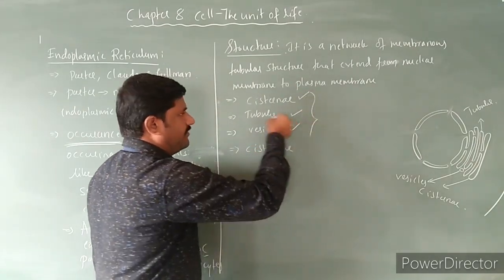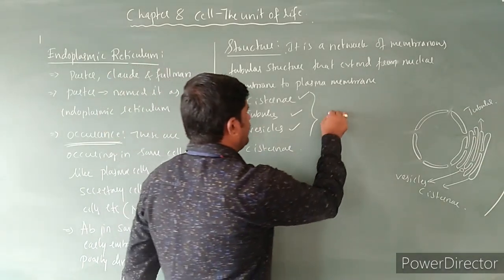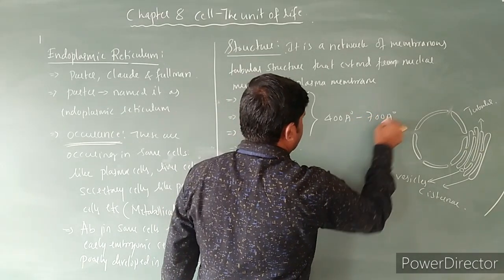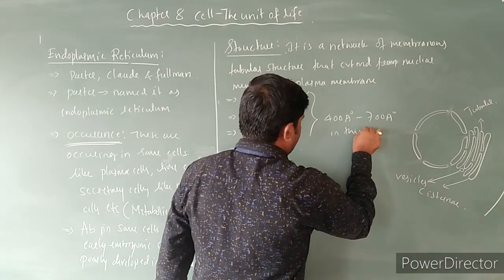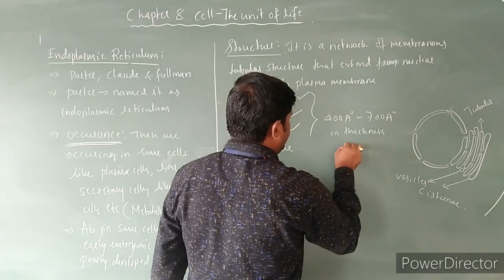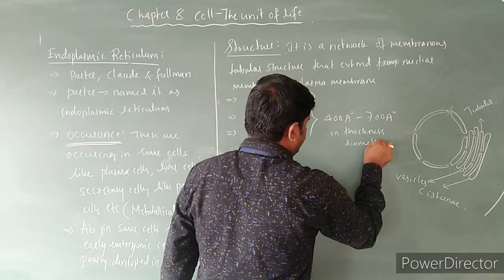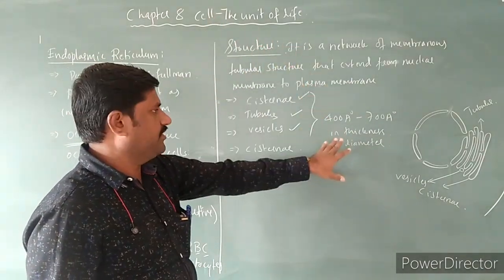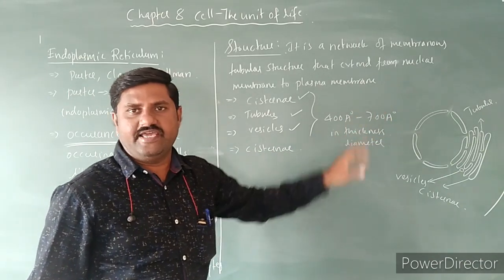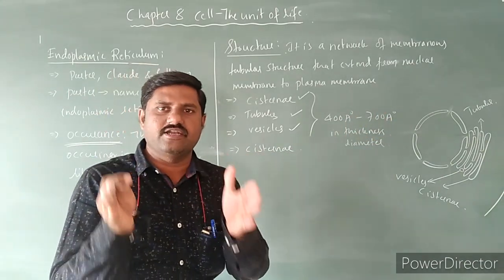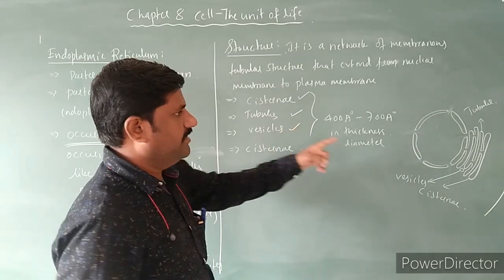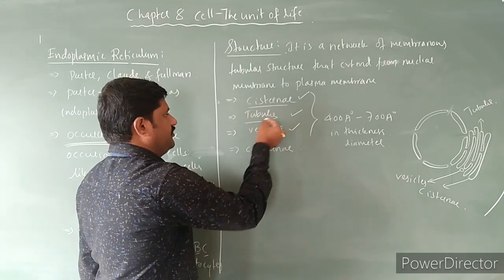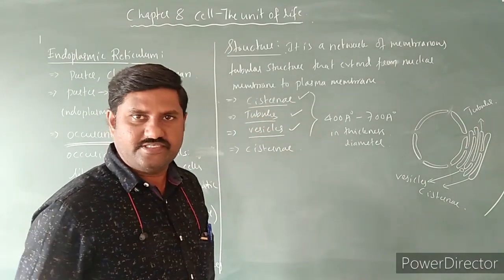All this network of tubular structure is about 400 angstrom to 700 angstroms in thickness or in diameter. Alright? So in diameter, this endoplasmic reticulum is measuring about 400 to 700 angstroms. That much is the thickness or diameter. So this endoplasmic reticulum contains cisternae, tubules as well as the vesicles.